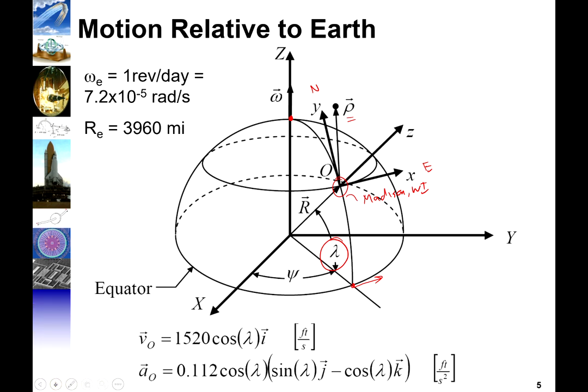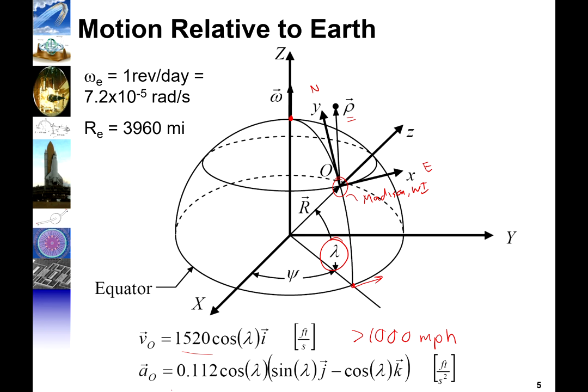So if you work out the math, we get this equation that says our velocity ends up being 1520 feet per second. So that's greater than 1,000 miles per hour. So we're really screaming along on the surface of the Earth, just standing here, right? Really moving along. And again, that depends on the cosine of the angle lambda. So at the equator, that cosine goes to 1, and we get the full speed. Up at Madison, we get just a little bit less than that.